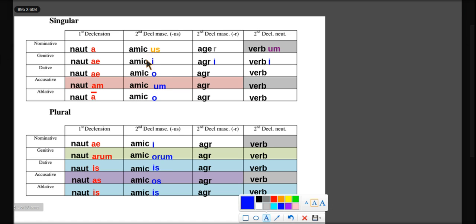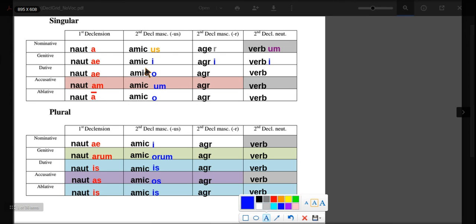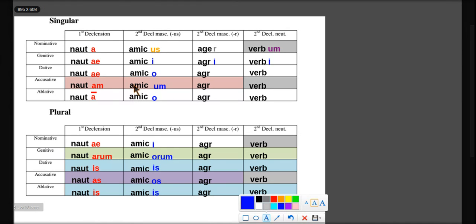So you have amicus, amici, amico, amicum, amico, amici, amicorum, amicis, amicos, amicis. Translating these quickly, you'll see that you have the same translations as you do for your first declension. So amicus would just be the friend, amici, of the friend, amico, to or for the friend, amicum, the friend, and then amico, with the friend, and amici, friends, amicorum, of the friends, amicis, to or for the friends, amicos, the friends, and then amicis, with the friends.